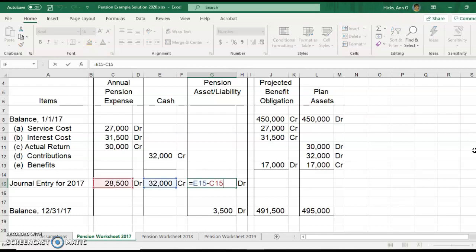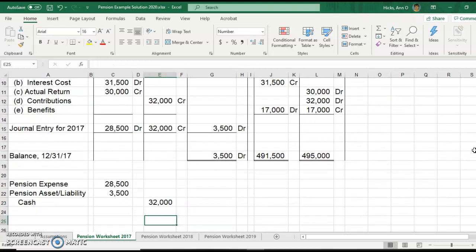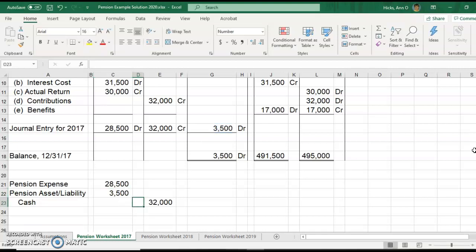And we can prove that by taking the difference between our pension expense and our cash. So the journal entry that we would record on 12/31/17 is a debit to pension expense for the $28,500, a debit to pension asset/liability, in this case it's an asset, of $3,500, and then a credit to cash of $32,000. And that's going to be our journal entry to record our pension plan for 2017.